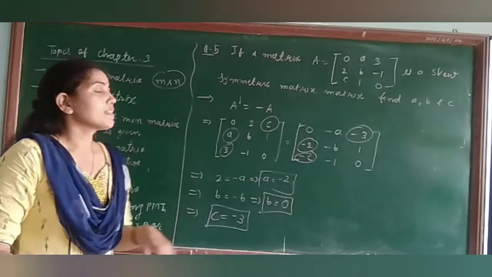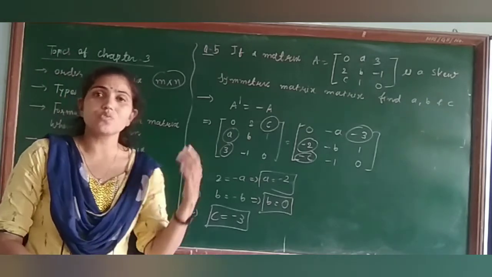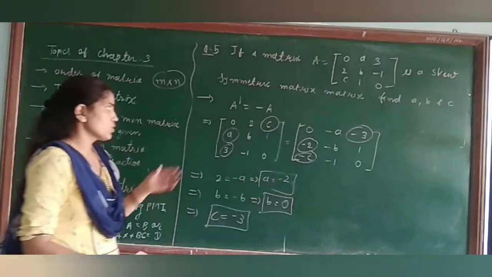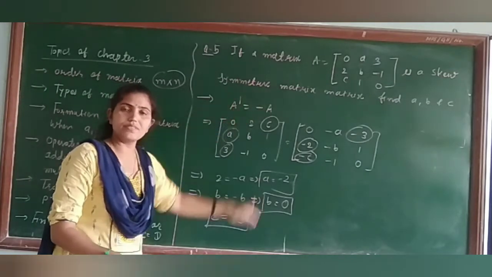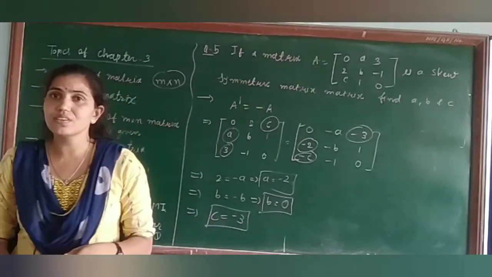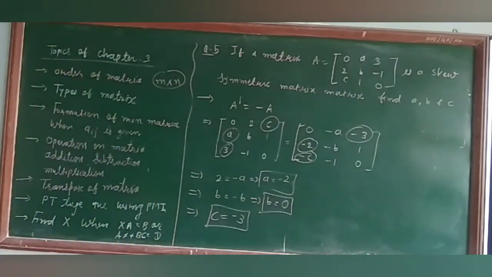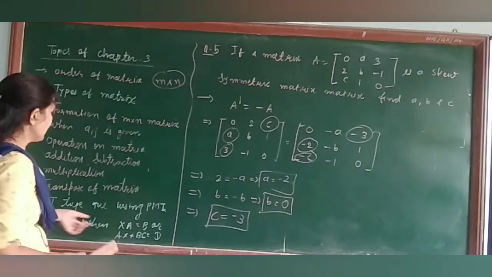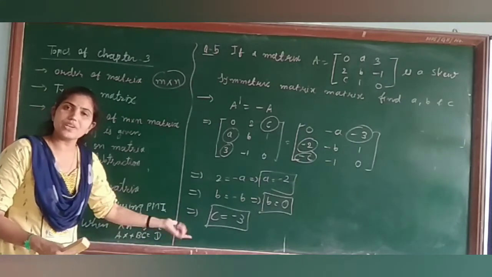So when the matrix is a skew symmetric matrix and you have to find the value of A, B, C, use the property and then find out. Now let me see the next equation, which is based on finding the value of x when a multiplication is given.